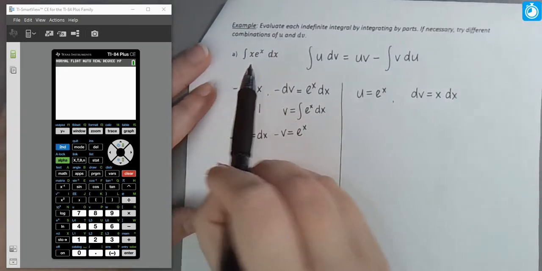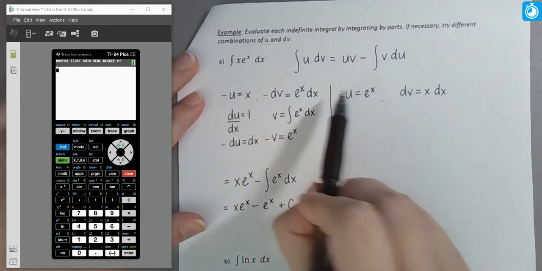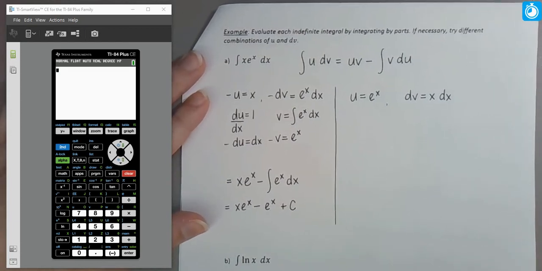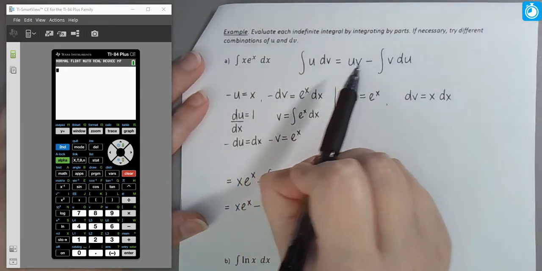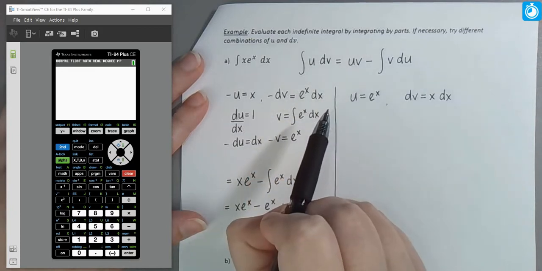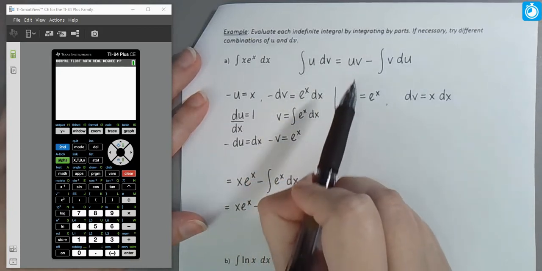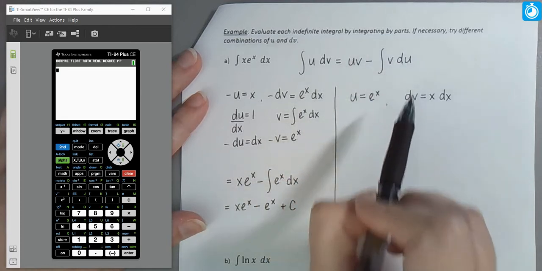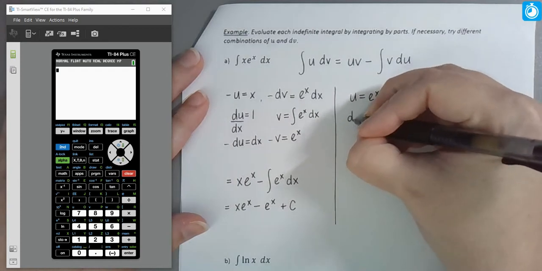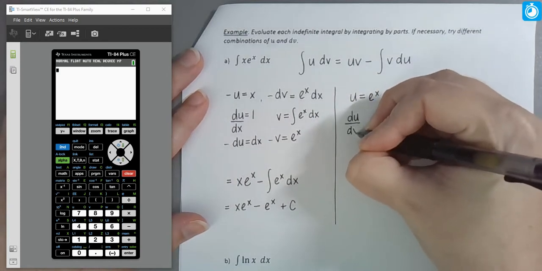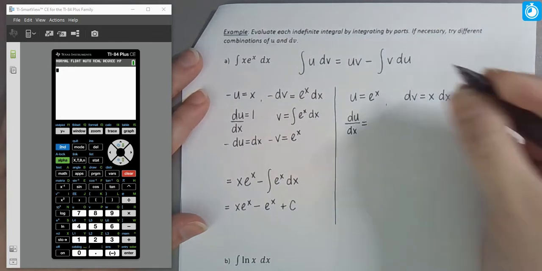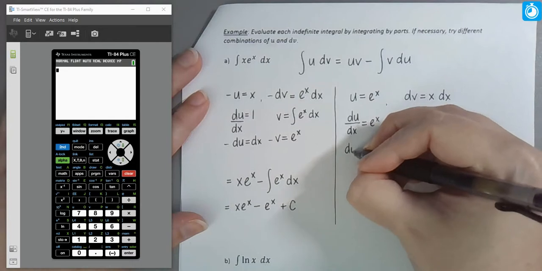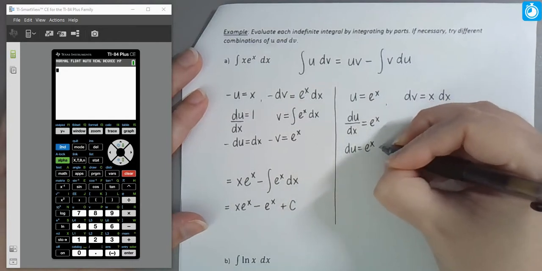So based on the original problem we have, this would be another pairing that we could choose for u and dv. And again, once we make that choice, now we need to find the remaining parts that we would need in order to use the formula on the right-hand side. So we have our u, now we need a du, and we need our v from our dv. So if we want du, we need to take our derivative of u, which is going to be e to the x, and so du would be e to the x dx.